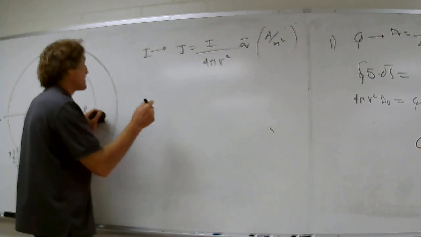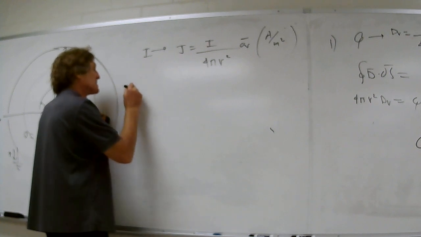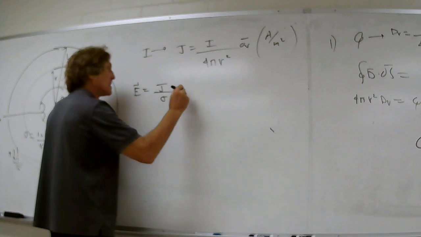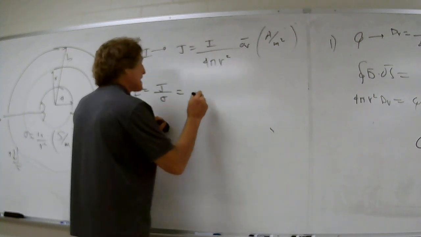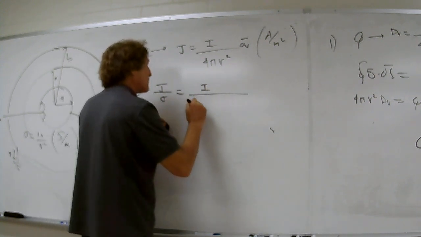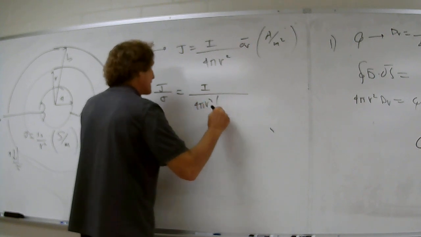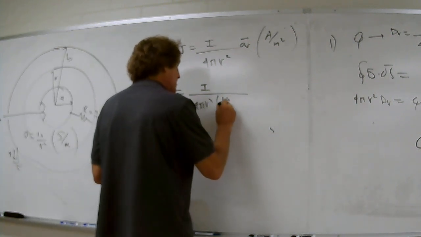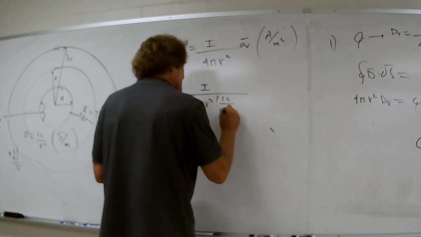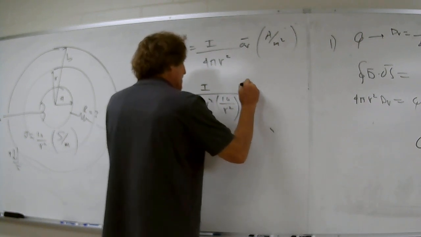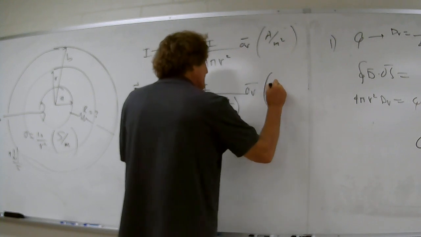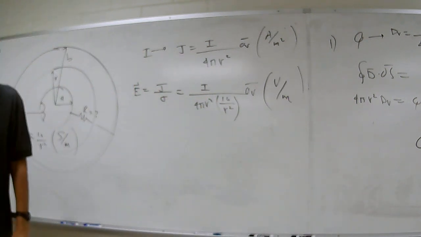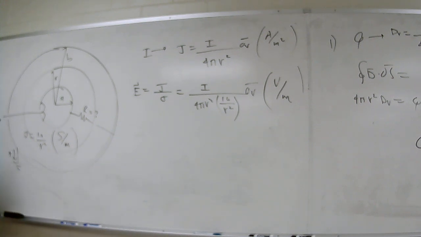After you get J, the next thing you're going to get is E. And E is simply J over sigma. So that's I over 4 pi r squared, and then it's divided by sigma. Sigma is 10 over r squared in the a_r direction. Now this is going to be volts per meter. Y'all agree with that? Let me make sure you see this.